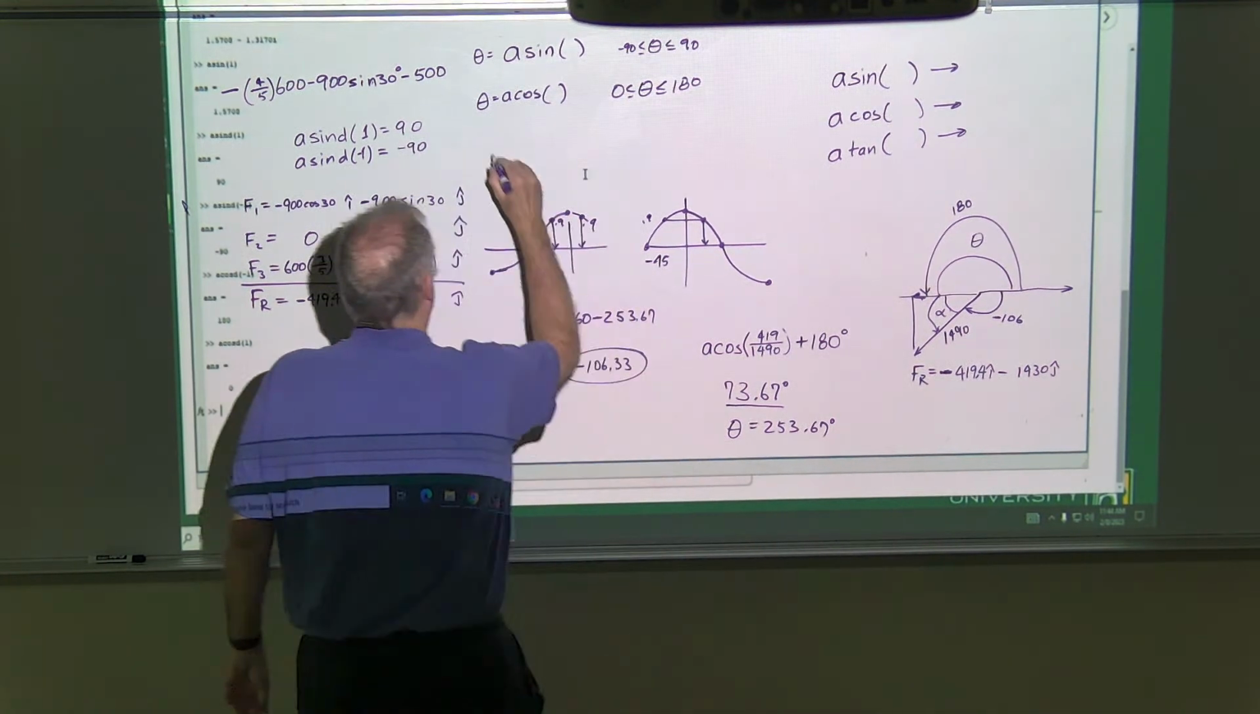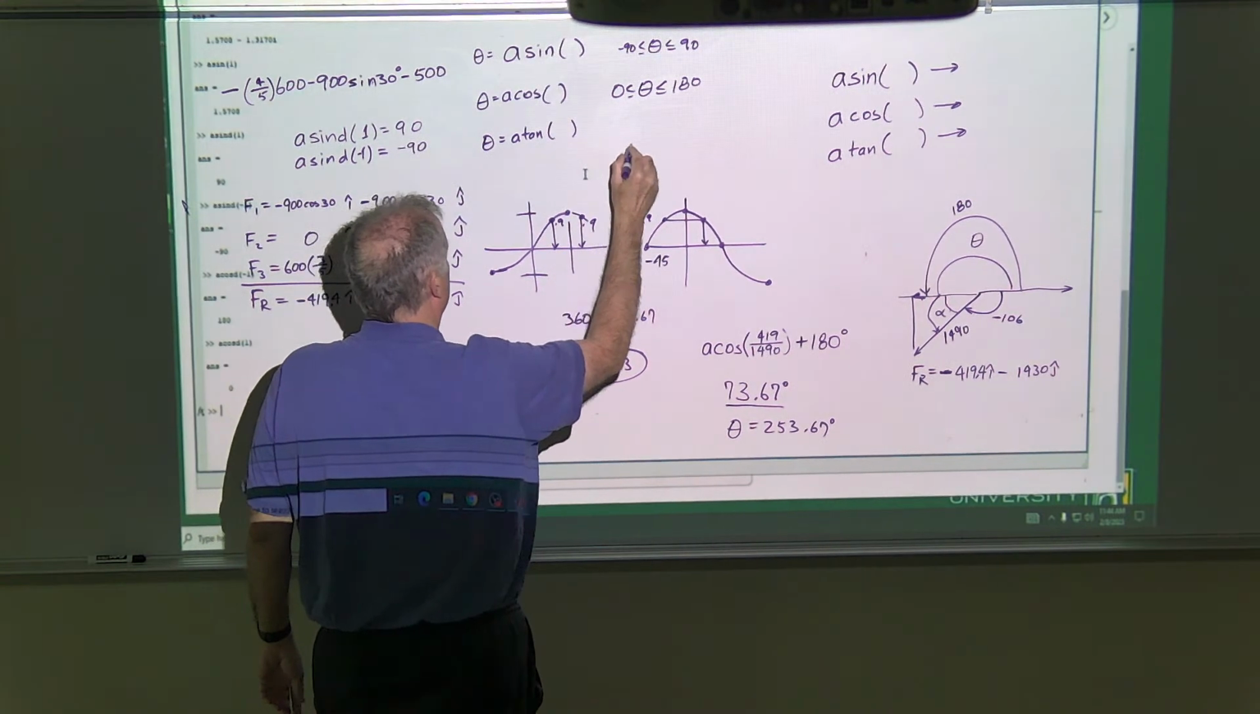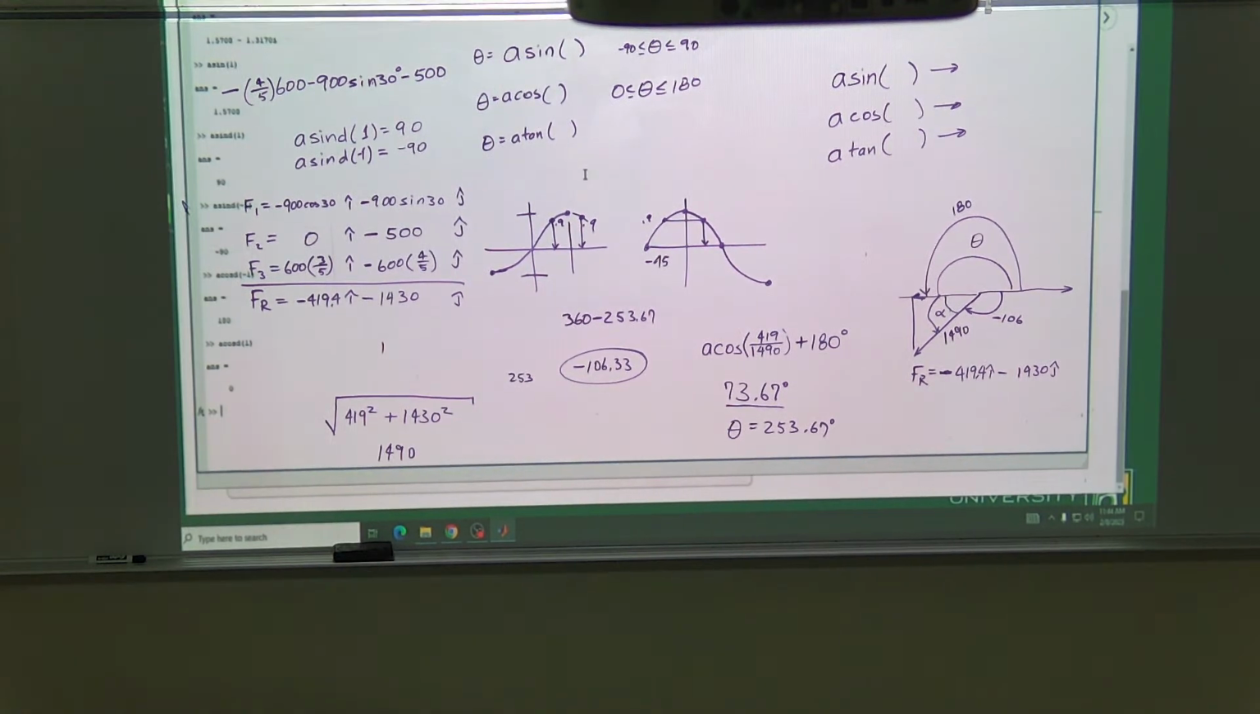Now, what do you think happens for a tangent? First of all, what is the range of values you can have in tangent? Any idea?